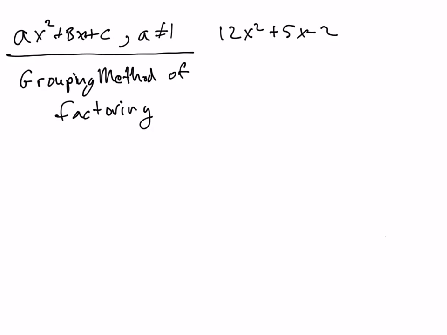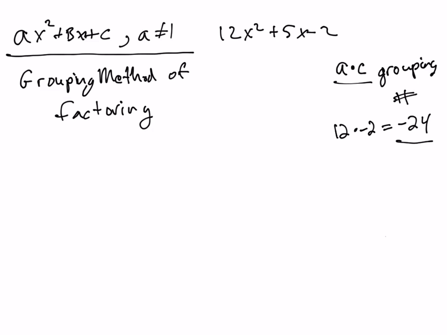So the first step we take is we multiply the a value times the c value, and that gives us the grouping number. Now, the grouping number for this trinomial will be 12 times negative 2, which is negative 24. And then with negative 24 we think what two numbers multiply to negative 24 that add up to this middle value, the b term.